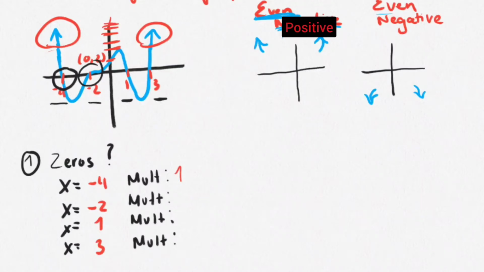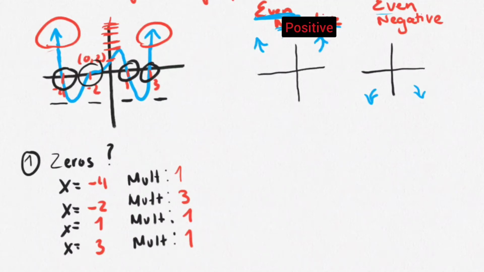So that means you're going to have an odd multiplicity. In this case, it crosses, but it kind of flattens out at -2, but it still crosses -2, just not linearly. So your multiplicity is going to be 3. Right? 3 is an odd number. At 1, same thing, and at 3, same thing. The graph crosses 1 and 3 linearly. Your multiplicity is 1.